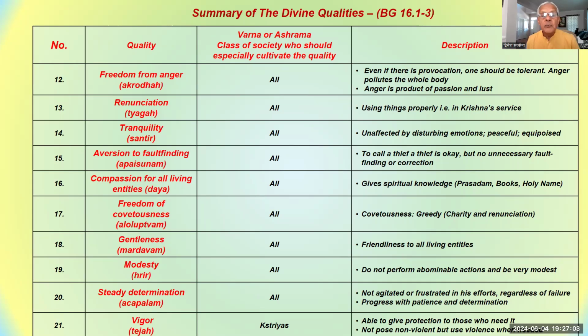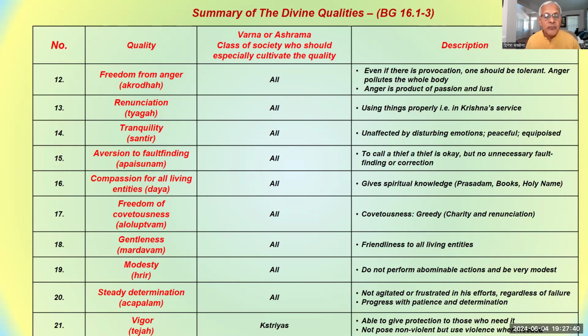But we should use all material objects in the service of Krishna, as Srila Prabhupada used to do. He traveled, he used a dictaphone for dictations, he used a microphone for speaking, he used aircraft for traveling or cars for traveling from one place to another. So tyaga means not for self-enjoyment, but associated with Krishna's service. That is, we have to dovetail all our activities, all our resources in the service of Krishna. That is real tyaga. Then tranquility, one has to be stable in nature and should be quiet.